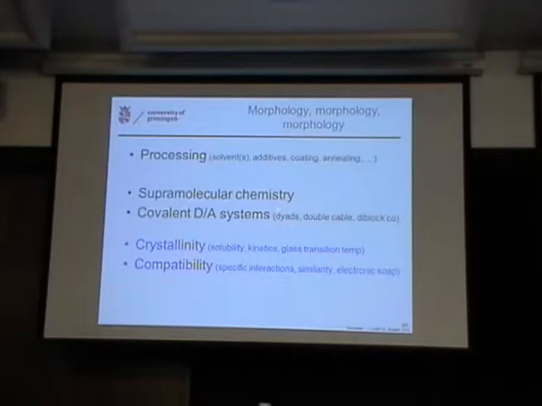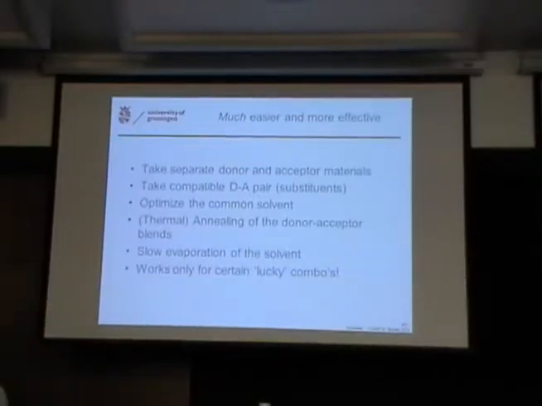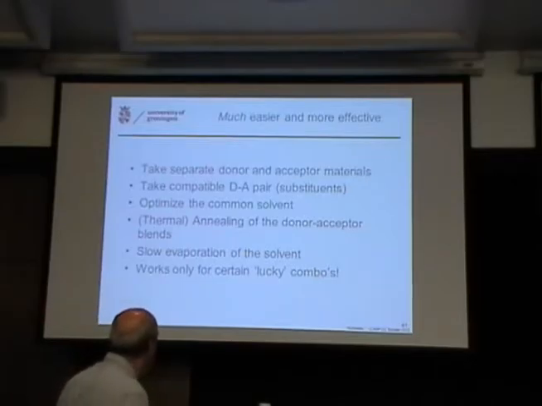So, no supramolecular chemistry, no covalent donor-acceptor systems, but work with materials where you control the crystallinity, solubility, kinetics of solidification, glass transition, temperature, they're all important, and the compatibility between the materials, specific interactions or similarity, or maybe you use an electronic soap or something else to make them compatible, and you just mix. So, much easier. Take separate donor and acceptor materials, take compatible donor-acceptor pairs, optimize the common solvent, do some annealing or not, slow evaporation or not, and you have to work a little bit on your lucky combo. This is the main recipe for now at the moment.